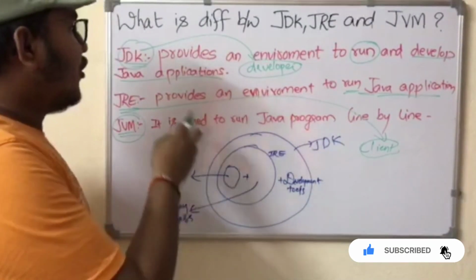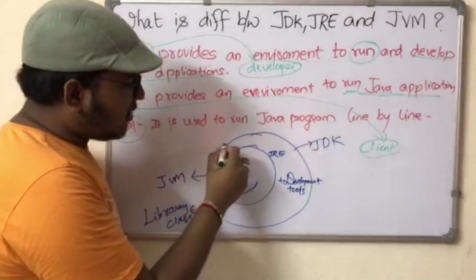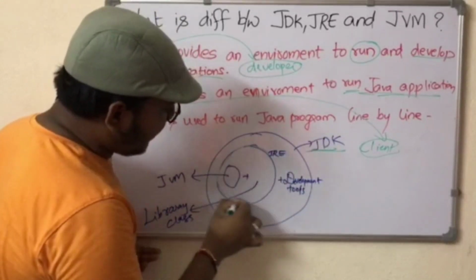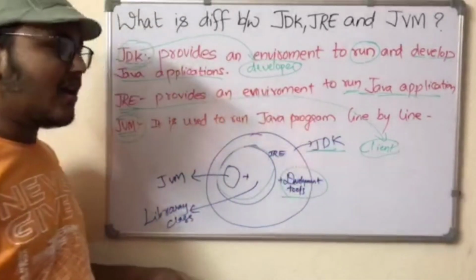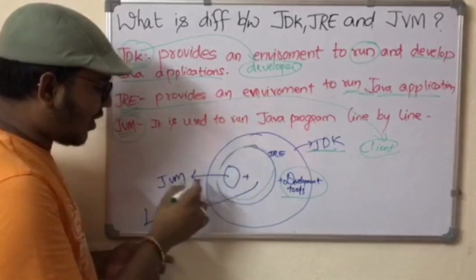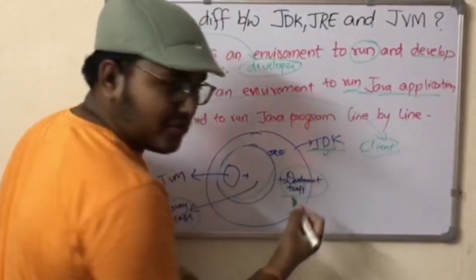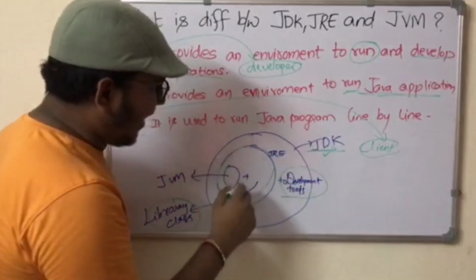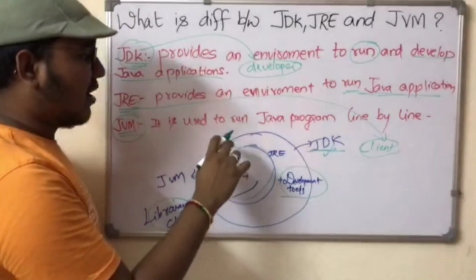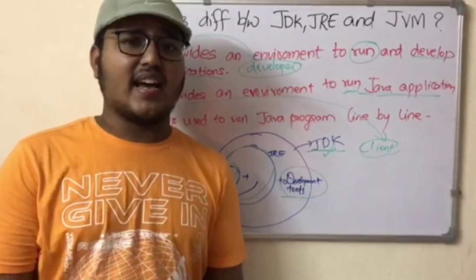If you want to see the overview of these three things, this outermost part is called JDK, where JDK consists of JRE plus some development tools. And this JRE again consists of two things: one is JVM and the second one is library classes. So JDK is used to develop and run applications, JRE is used to run the Java application, and JVM is used to run the Java program line by line. That is the difference between JDK, JRE and JVM.